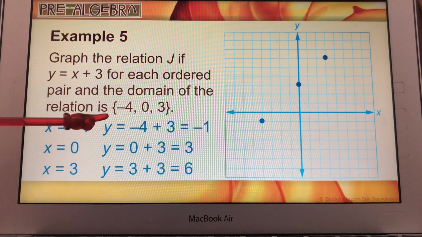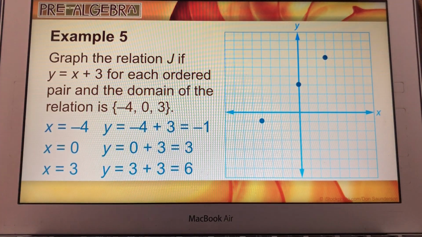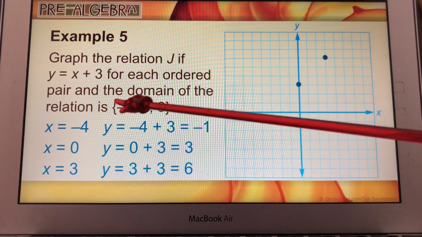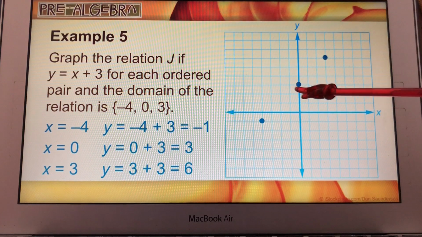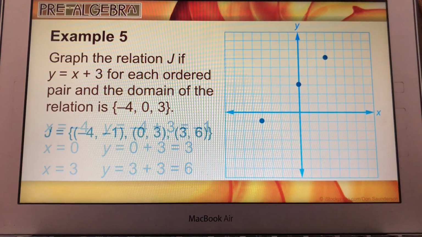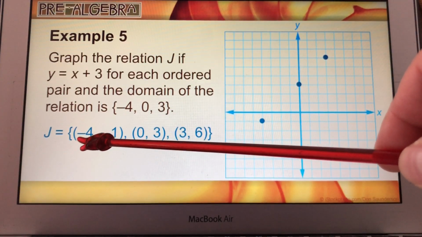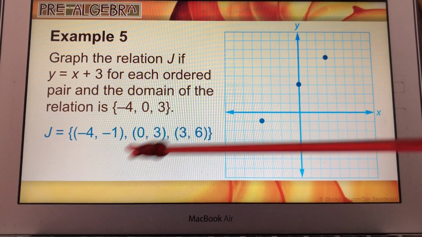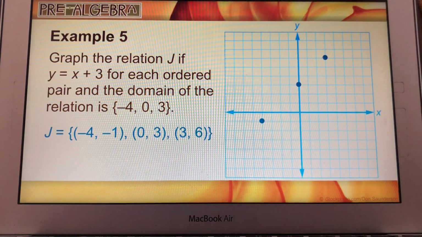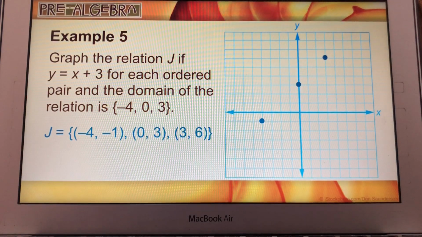And so if the problem asks you to graph the relation J, if y equals x plus 3, and the domain is these points right here, you plug in these values for x, you get y, and that will give us these 3 points right here. And then the relation J, we would write as -4, -1, 0, 3, 3, 6. And those are the coordinates for these 3 points. There's your relation J.